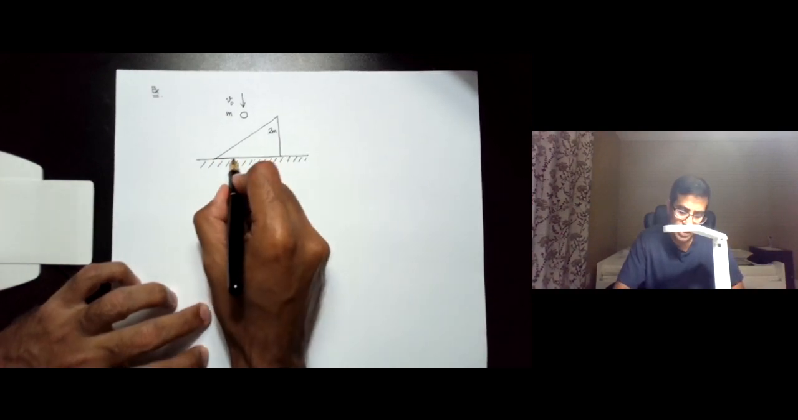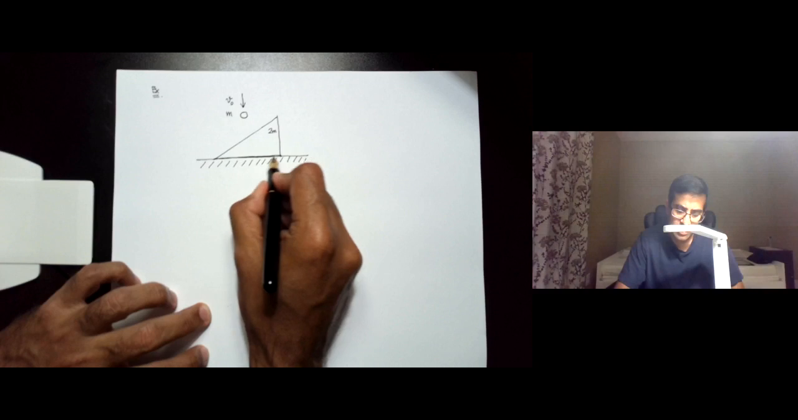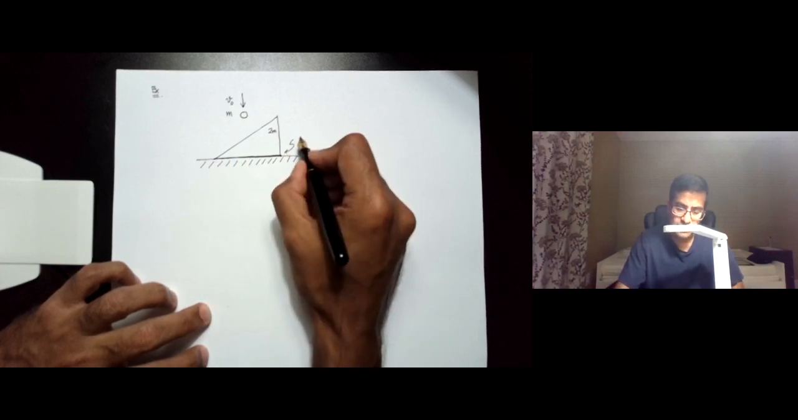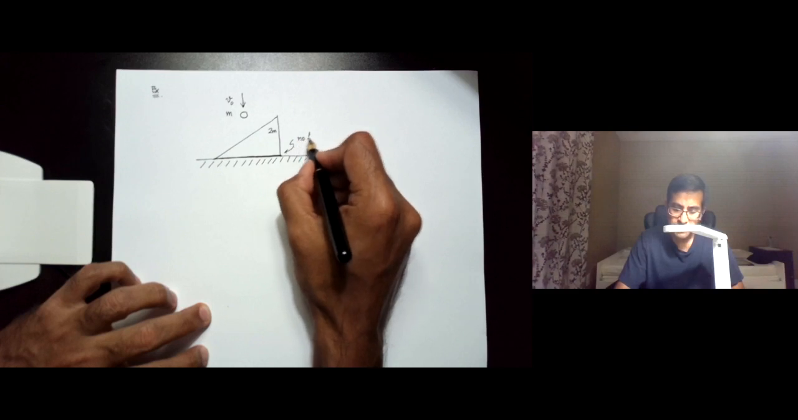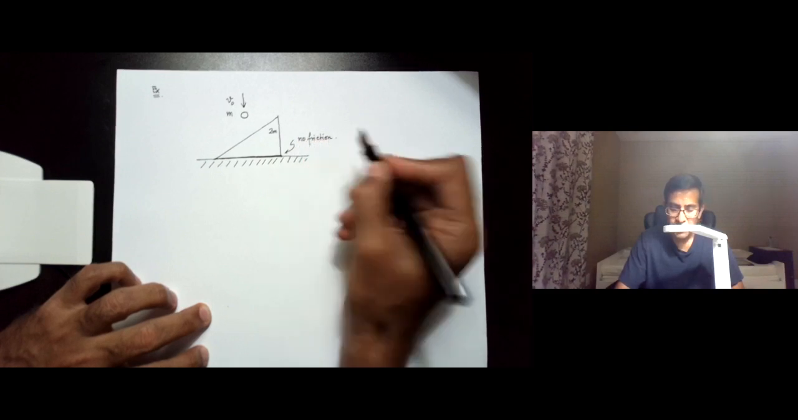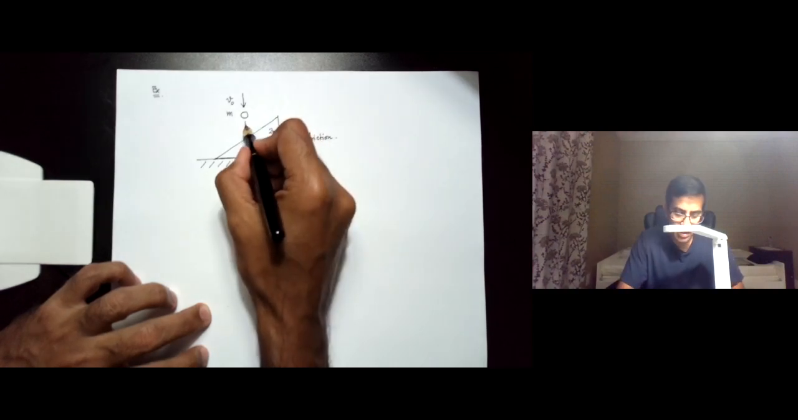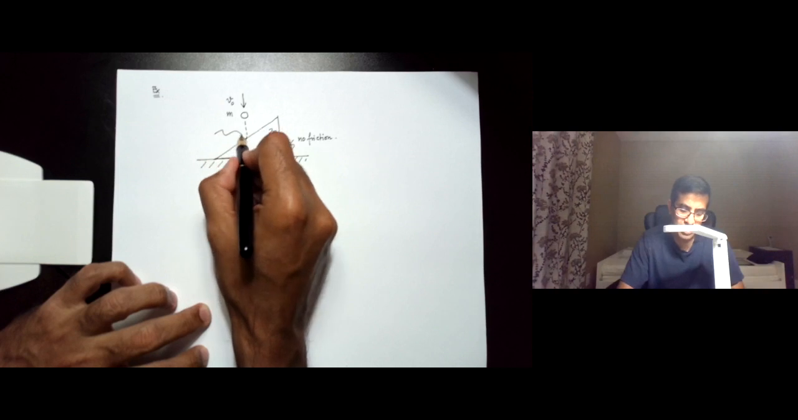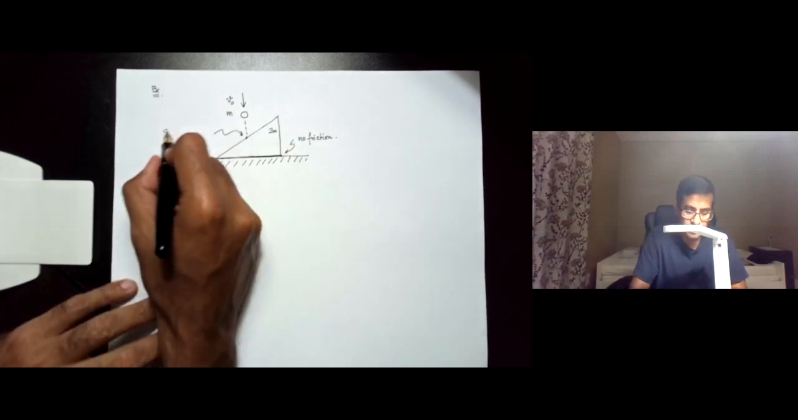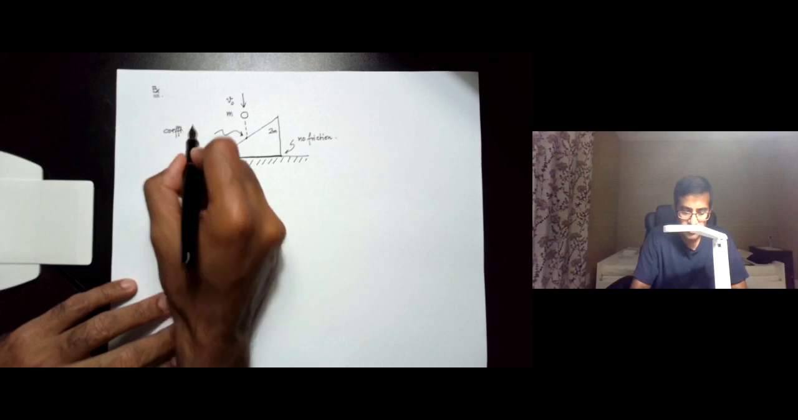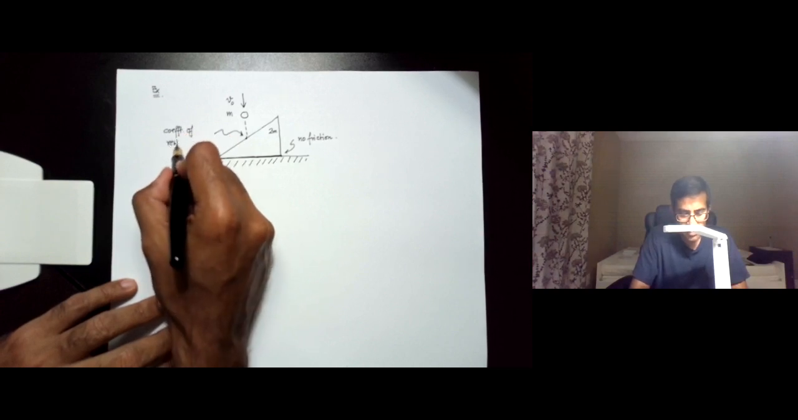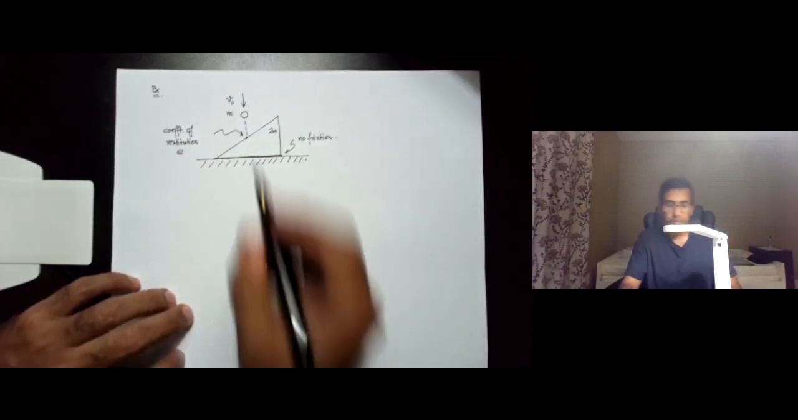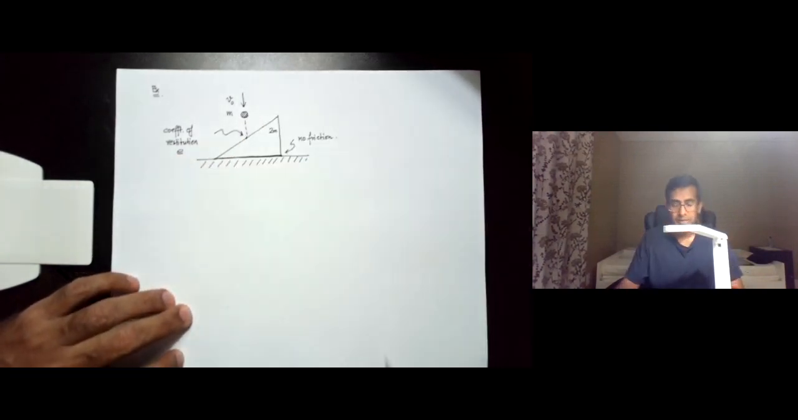Now the incline is free to slide on the horizontal surface without any friction. Alright, now the coefficient of restitution of this collision between this particle and the incline is e.